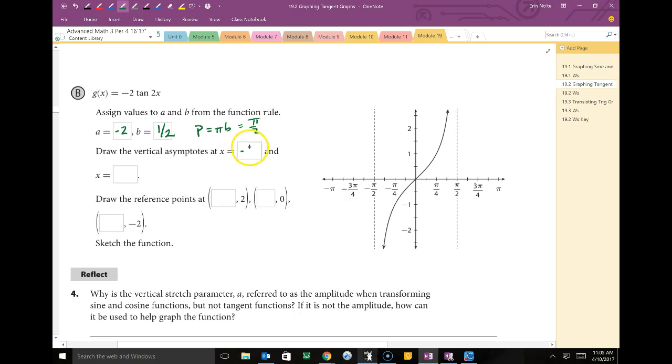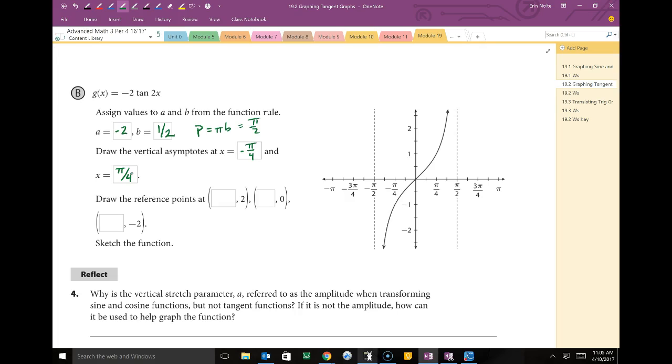So at -pi/4. So it's up to you how you get there. You can use the little formula that I gave to you that said b times pi/2, or you can find the period and divide it by 2. It'll get you to the same place. The other one is going to exist at +pi/4. Now for your reference point, we're going to go half the distance of there.